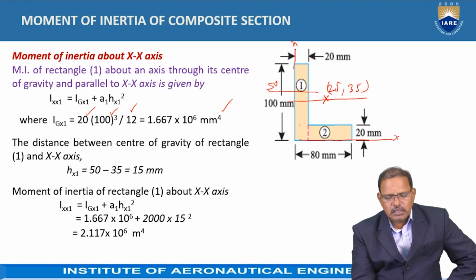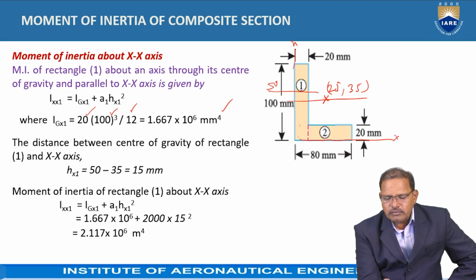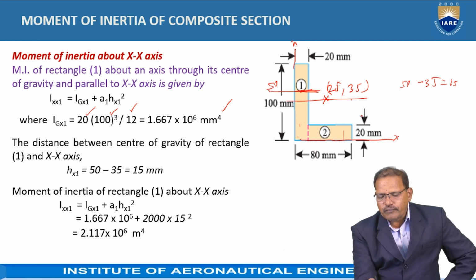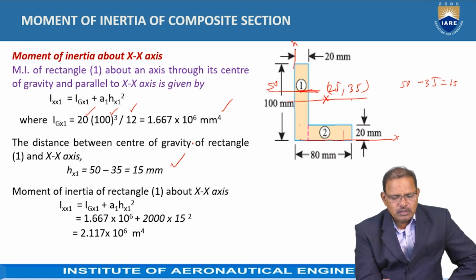The distance between the center of gravity of the entire composite section and the center of gravity of rectangle 1 is equal to 50 minus 35, which is 15 mm, because this side is given as 35 mm and this side is given as 50 mm. So the difference value is equal to 15 mm.